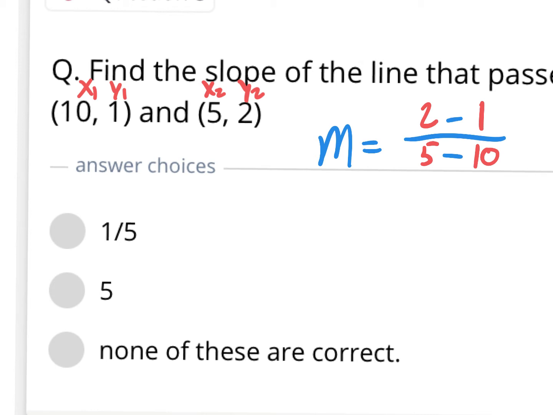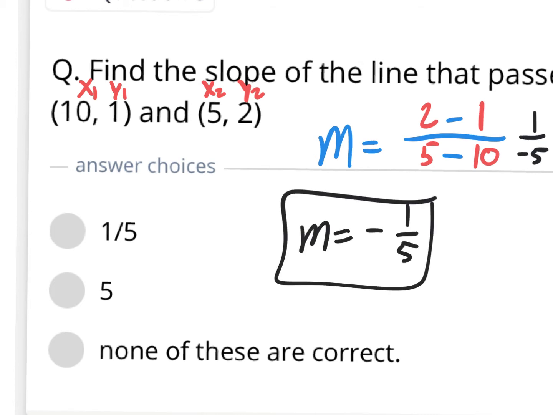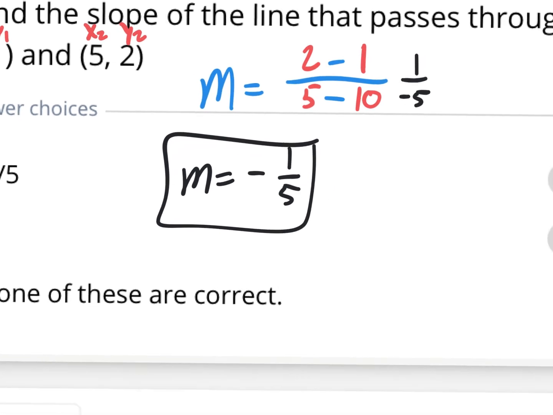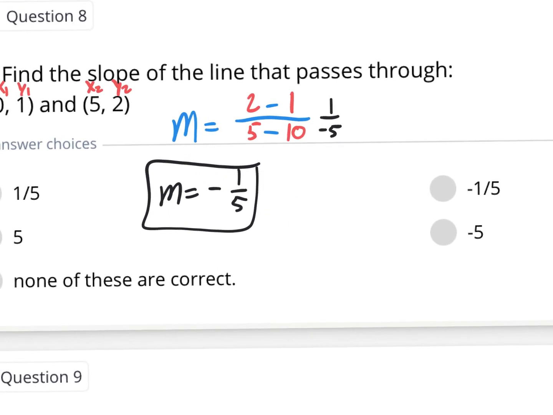2 take away 1, up on top, is 1, and 5 take away 10 is negative 5. Of course, we want to put that negative either in the middle of the fraction or up on top. The fact is, that's really a negative 1/5, right? The slope is negative 1/5. Looking for it on the multiple choice, it is right there, negative 1/5.